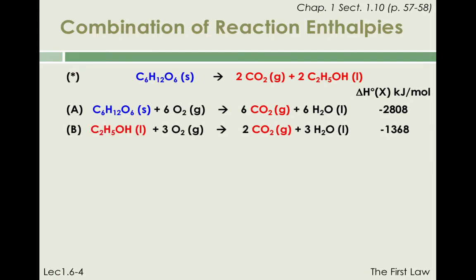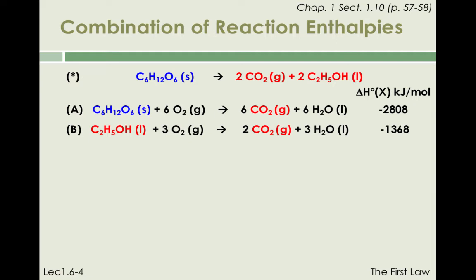The combustion reaction for ethanol, reaction B, is written as 1 mole of ethanol liquid plus 3 moles of oxygen gas to yield 2 moles of carbon dioxide gas plus 3 moles of water liquid. The standard combustion enthalpy of ethanol at 25 degrees Celsius has a value of minus 1,368 kilojoules per mole of ethanol.